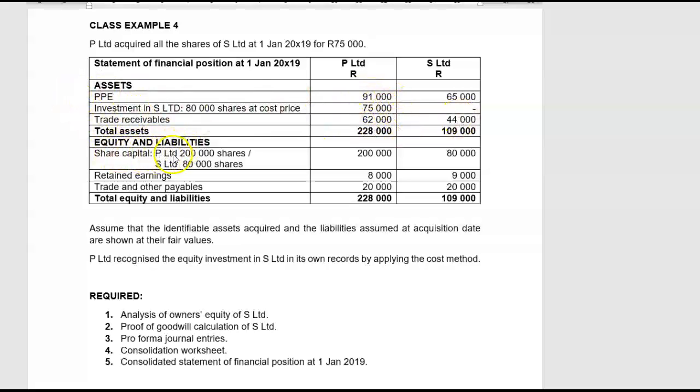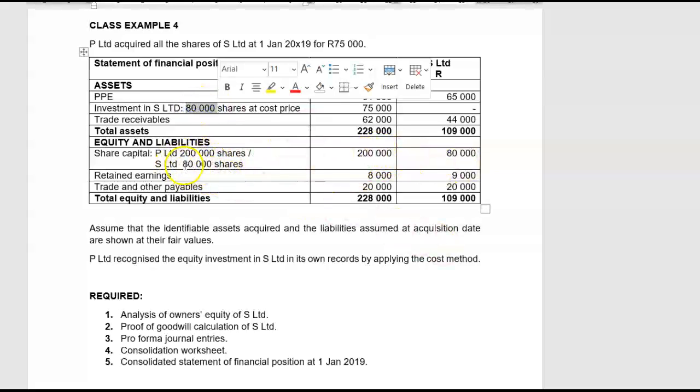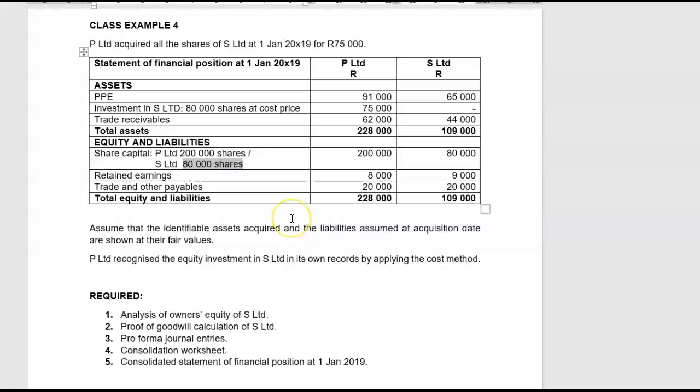Equity and liabilities: the share capital of P consists of 200,000 shares, also 200,000 Rand, and S Limited 80,000 shares. So again, we see that P Limited has acquired all the share capital of S Limited. Retained earnings, trade and other payables. Assume that the identifiable assets acquired and the liabilities assumed at acquisition date are shown at their fair values. P Limited recognized the equity investment in S Limited in its own records by applying the cost method.